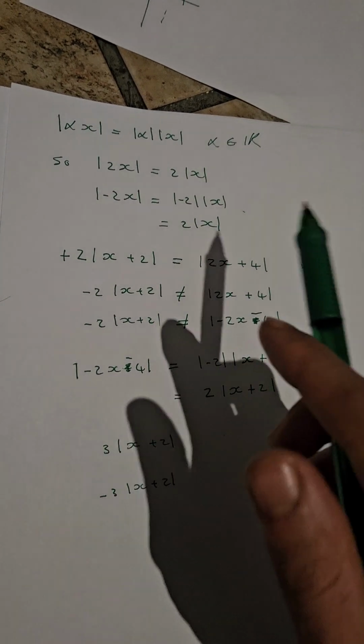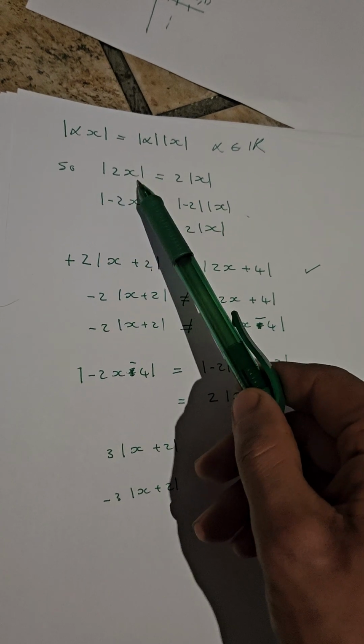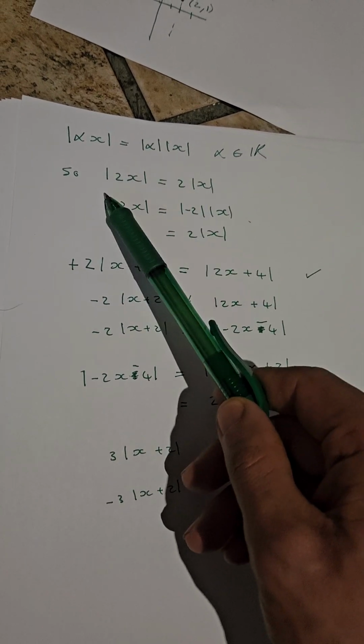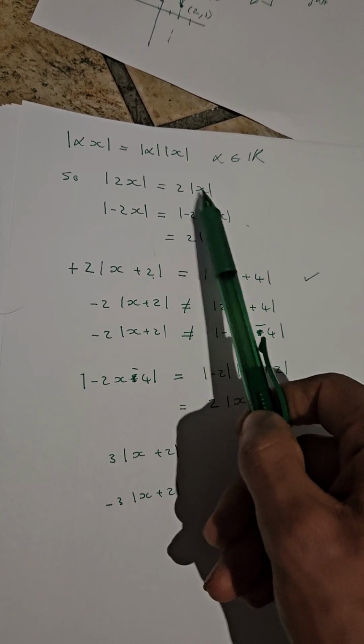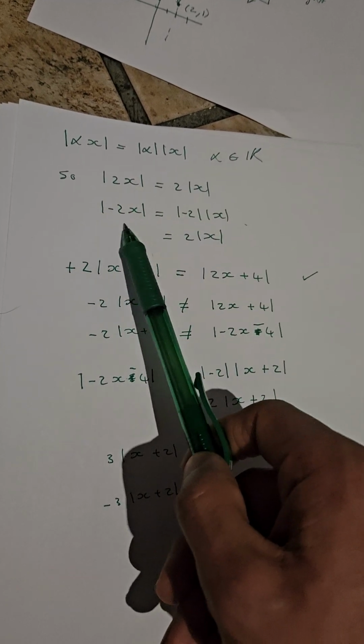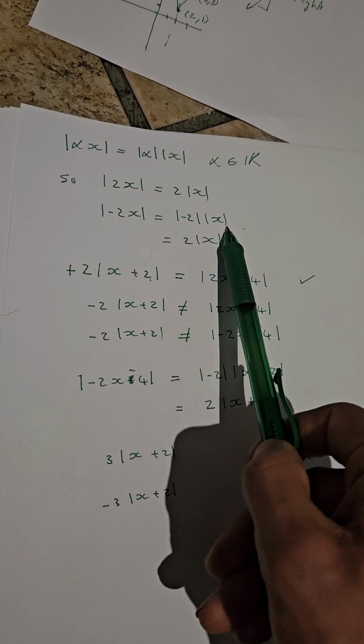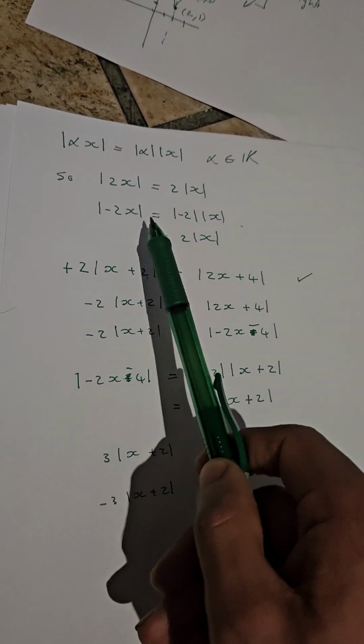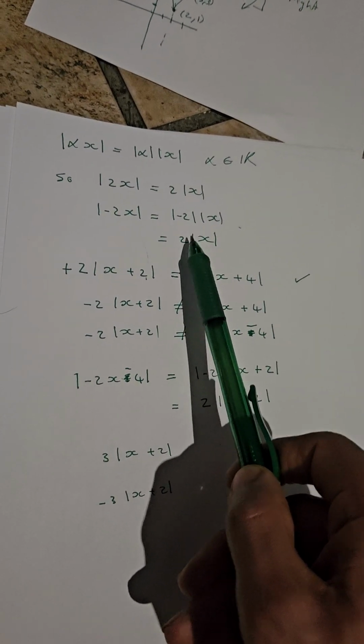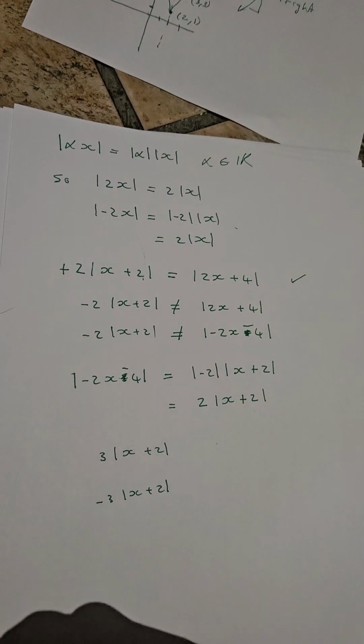Okay, so if I have 2x, I can just say it's the absolute value of 2, which is 2, times the absolute value of x. This is the same. If I have negative 2x, it's the absolute value of negative 2 times the absolute value of x. I just applied that directly. The absolute value of negative 2 is 2, so it's also just 2 times the absolute value of x.